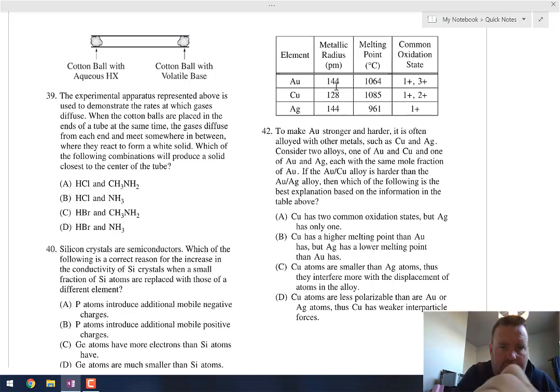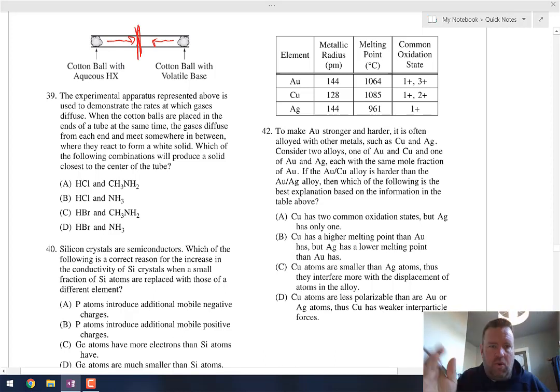So what they're looking for is, as these start to diffuse, in what case are you going to find one where they meet right smack dab in the middle? Okay, and the number one thing that affects the rate of effusion and diffusion, and here's that term, diffuse, is the molar mass. The smaller the molar mass, the faster they move. The faster they move, the faster they diffuse, and the faster they effuse.